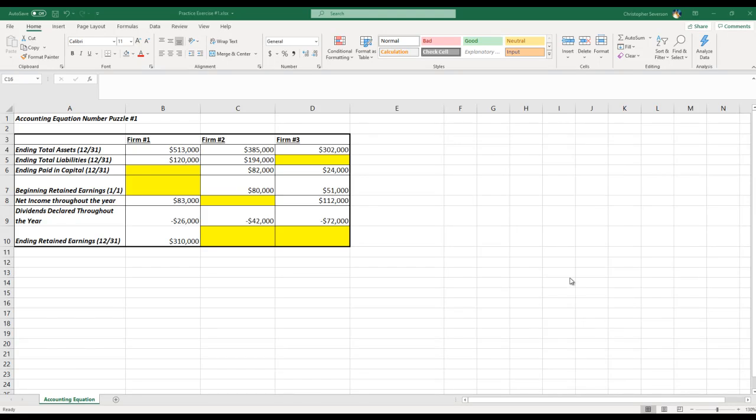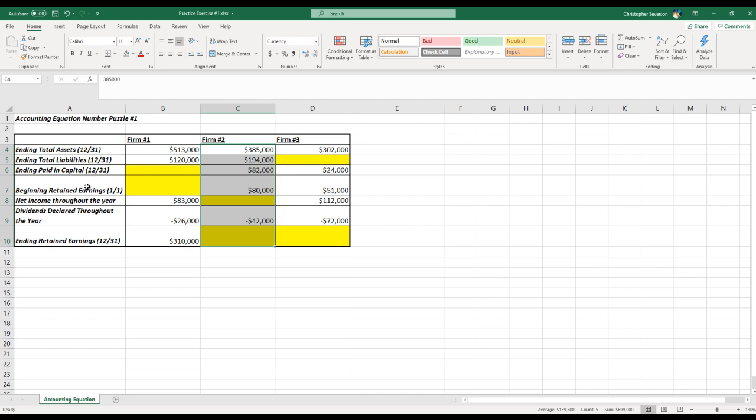In this practice exercise, we're going to be looking at the accounting equation itself for three completely unrelated firms. What I mean by that is that a particular amount for one firm has zero to do with the next two firms. So they're completely unrelated. We're working within one firm at a time, and then we'll move over and work in the next firm. You may recall that the accounting equation gives us assets equals liabilities plus equity.